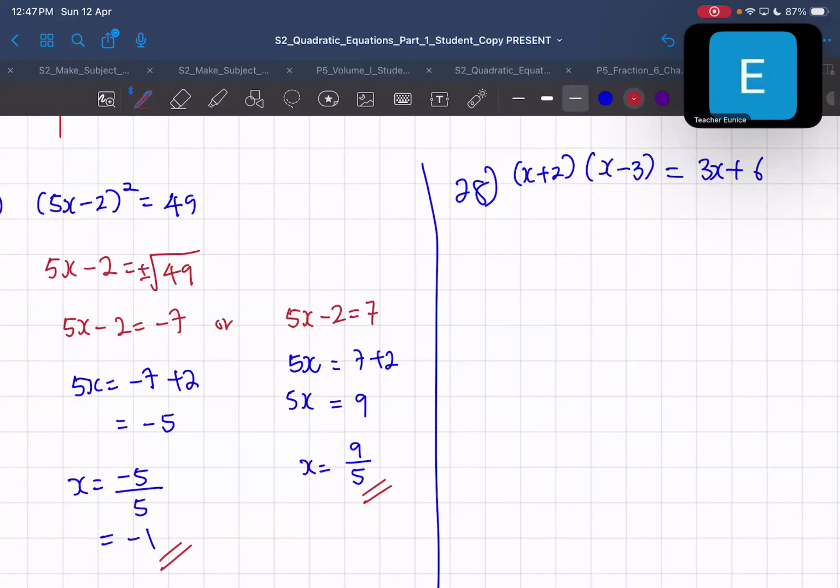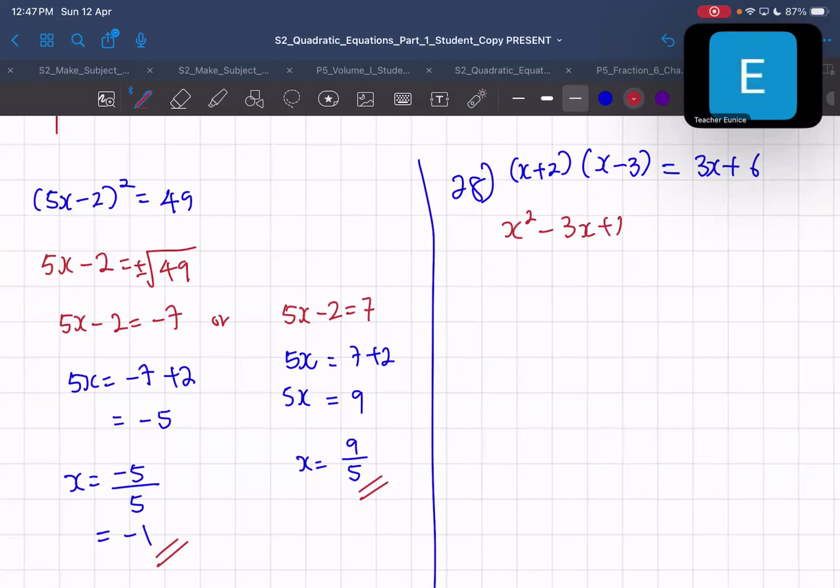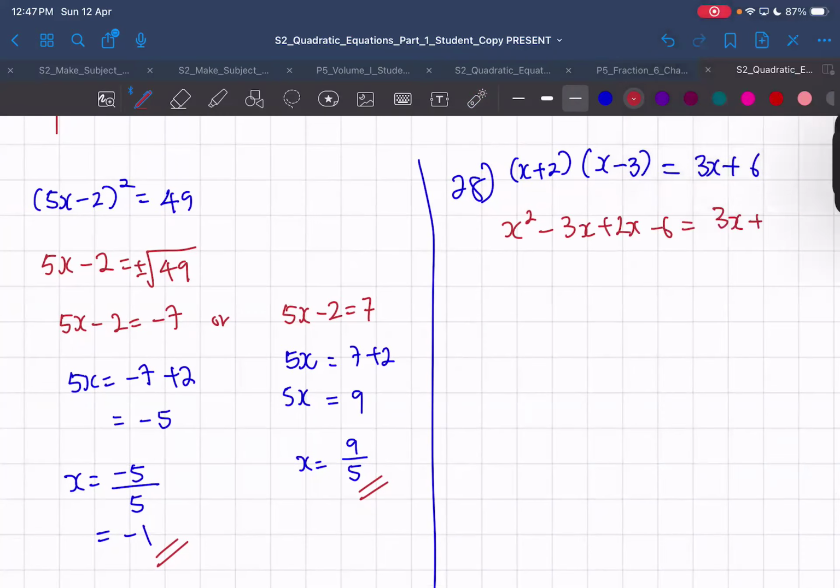Yeah, this one, because I have an x here and I have a mixture of factors here. So to make them a similar form, I have to expand this. Okay, expand, I'll get x squared minus 3x plus 2x minus 6. Then the right side is still my 3x plus 6. Nothing changed yet. I'm just expanding this now.